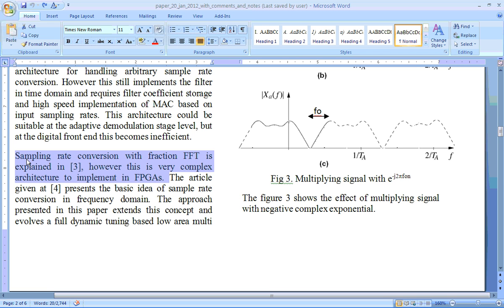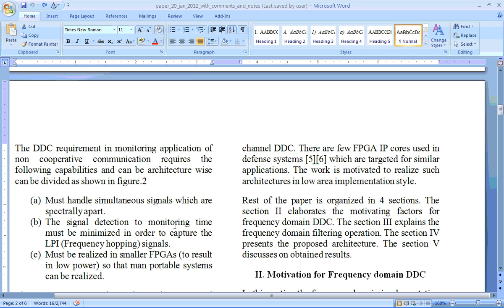The article given in 4 explains the fundamentals of frequency domain filtering, but does not talk about sample rate conversion. It's simple frequency domain filtering only. The approach presented in the paper extends the concept and evolves a full dynamic tuning based on low area, present in this paper. What we are doing is a multi-channel DDC.